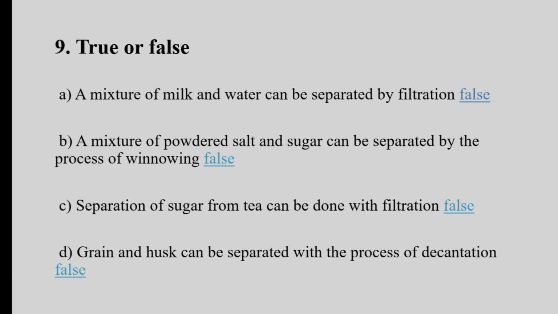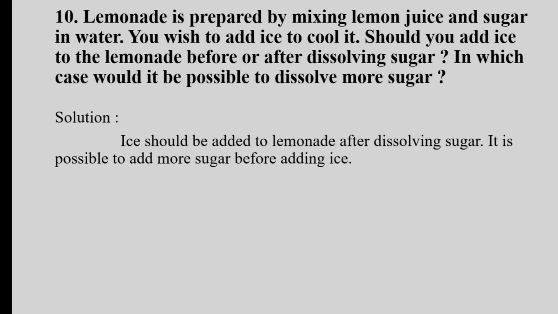True or false? A mixture of milk and water can be separated by filtration. It's a false statement. Second, a mixture of powdered salt and sugar can be separated by the process of winnowing. False. Third, separation of sugar from tea can be done with filtration. False. Grain and husk can be separated with the process of decantation. The answer is false.